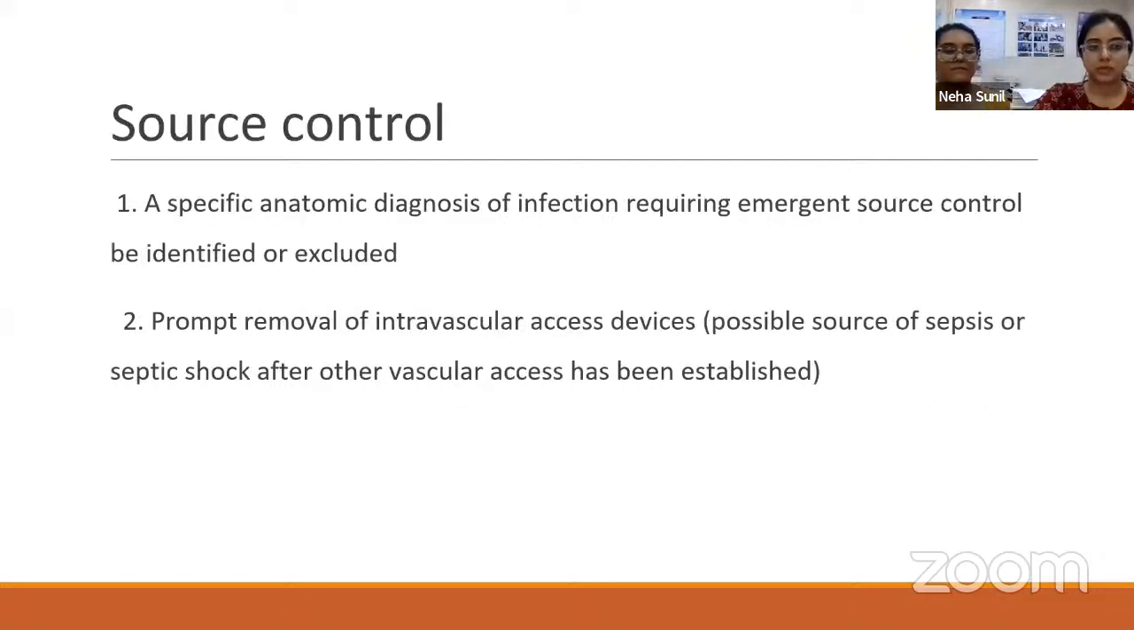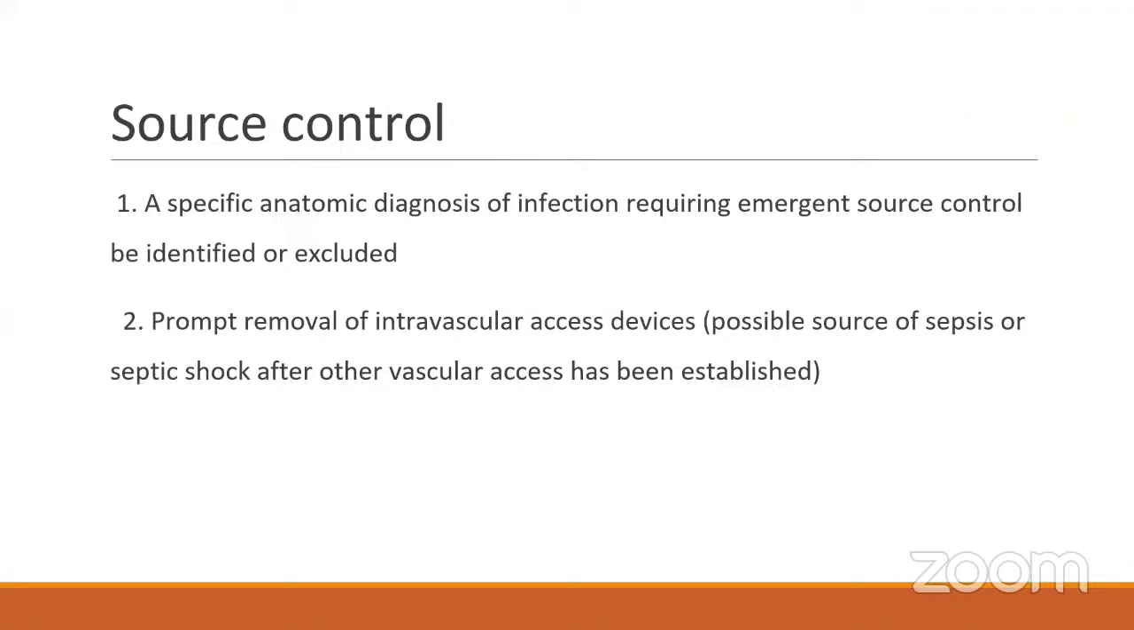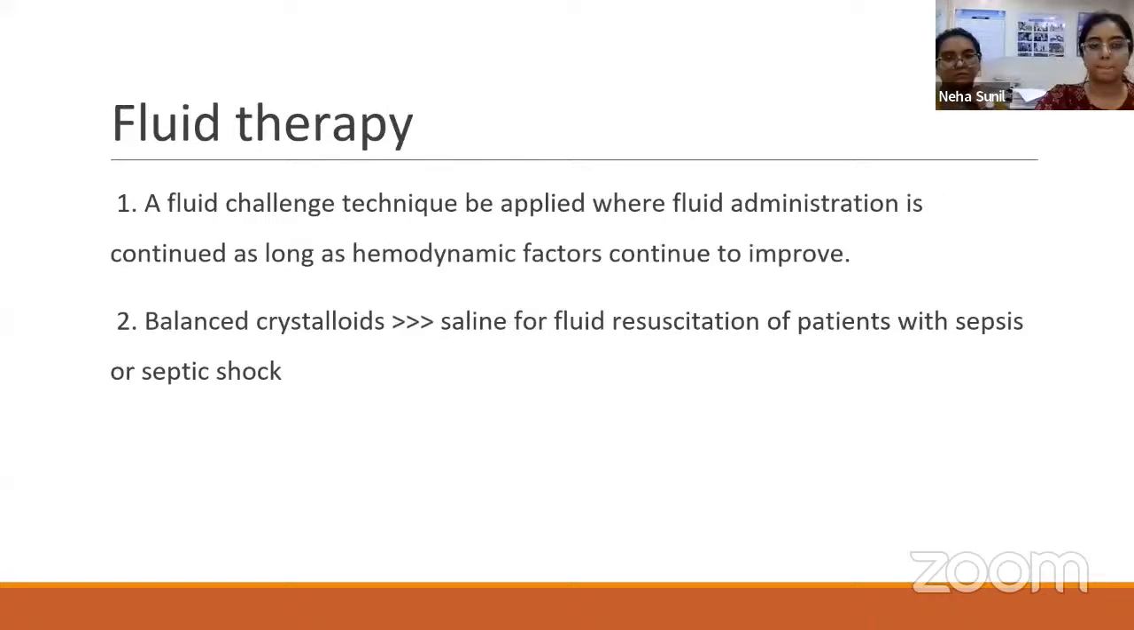So coming to source control, a specific anatomic diagnosis of infection requiring emergent source control has to be identified and excluded, and it has to be minimally invasive. Prompt removal of intravascular access devices, which are a possible source of sepsis or septic infection, has to be done after another source is established.